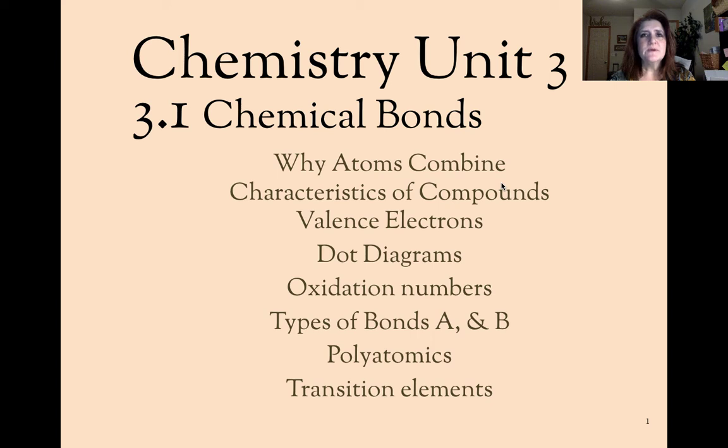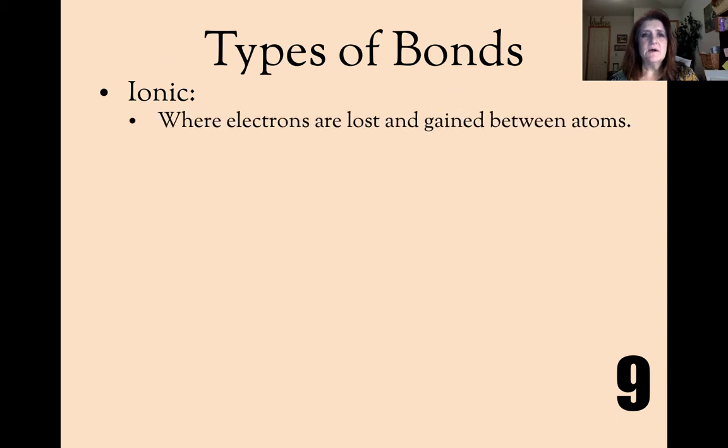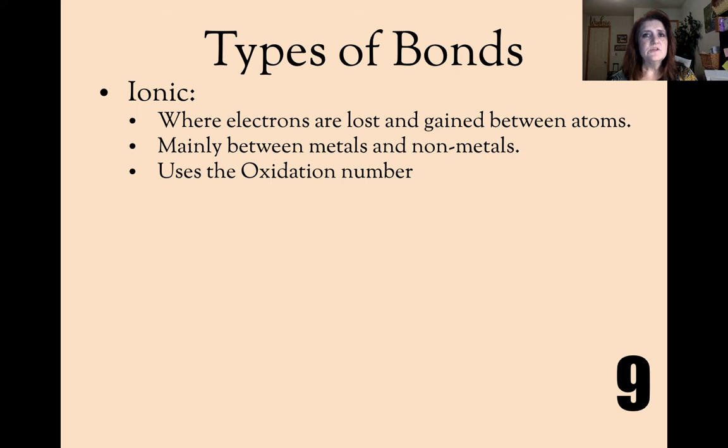Chemistry, Unit 3, 3.1. This is video 3 on types of bonds. So you have two primary types of bonds. You have ionic bonds. Ionic bonds are where electrons are lost and gained between atoms. They mainly occur between metals and nonmetals, and they will use the oxidation numbers in order to form their compound.